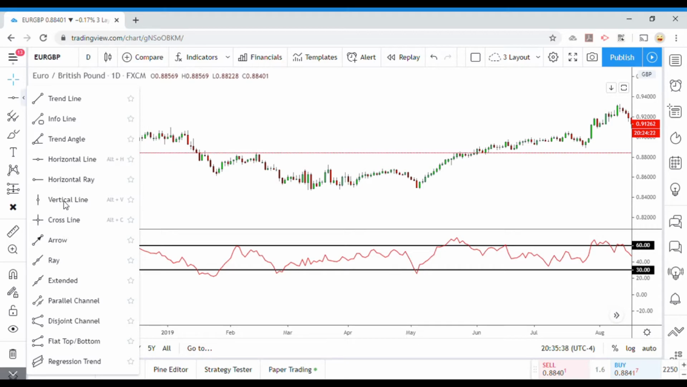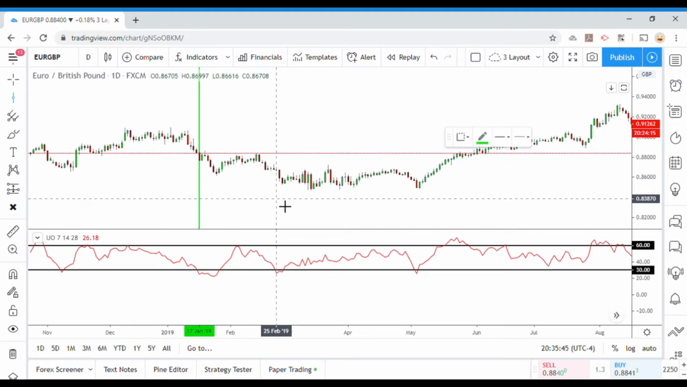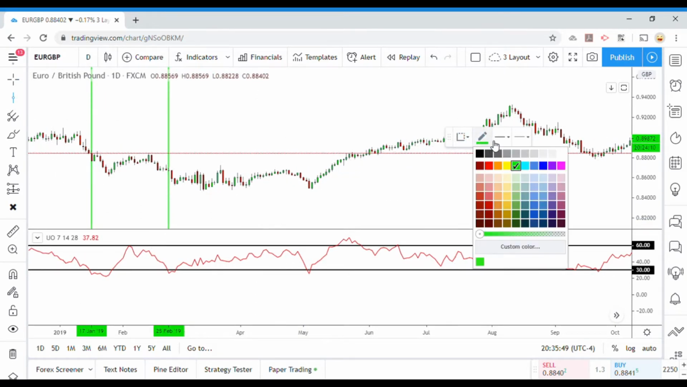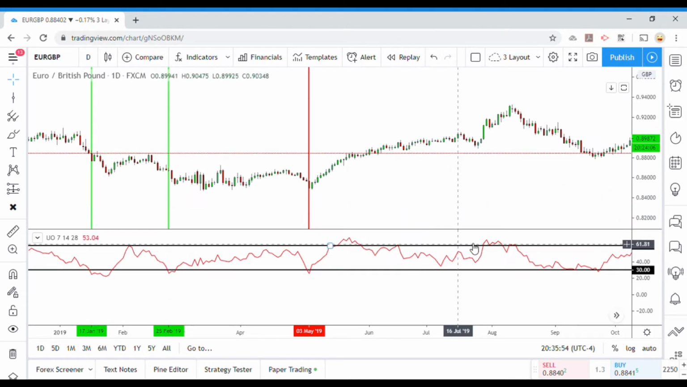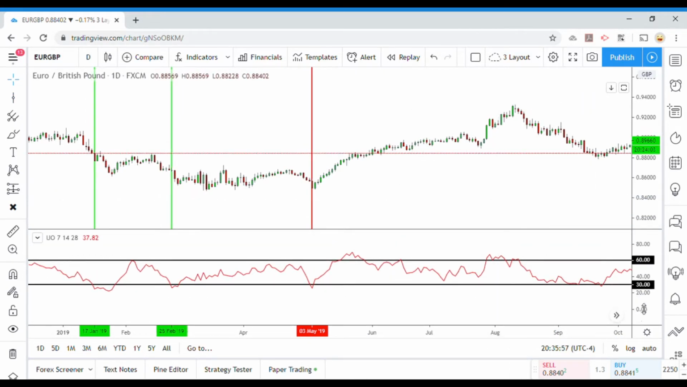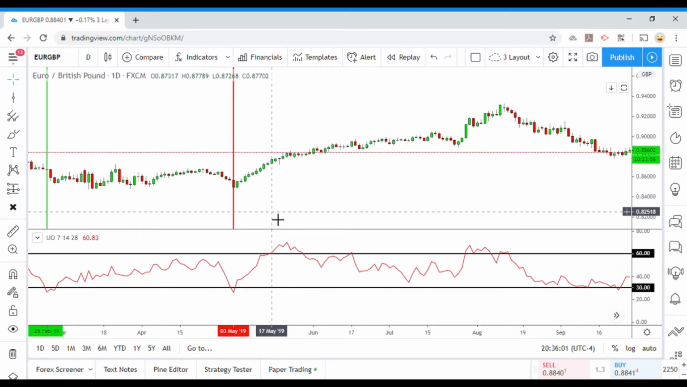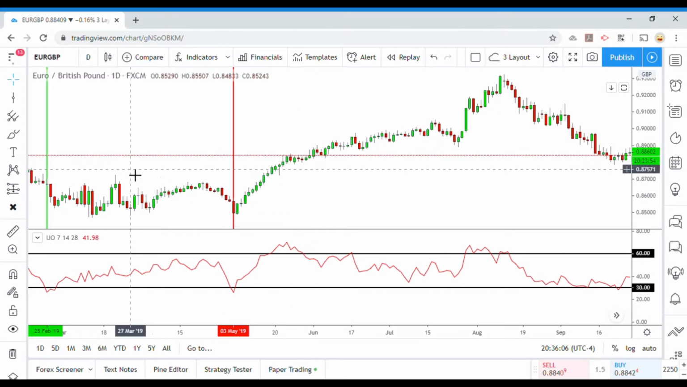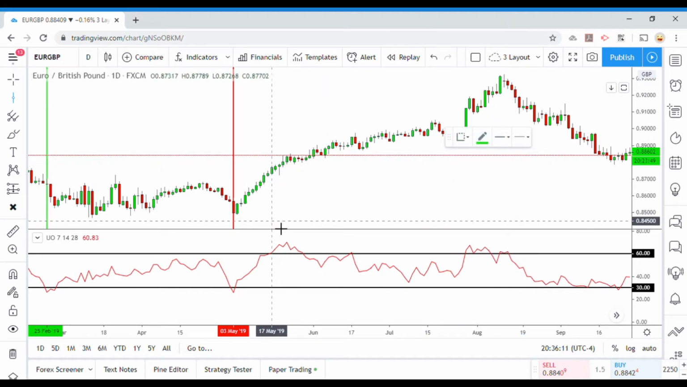And I start just playing around here, just looking. Looks like that would have been a win. We had another signal here. That would have been a win. This one here would have been a loss. This was a cross here. That would have been a win.